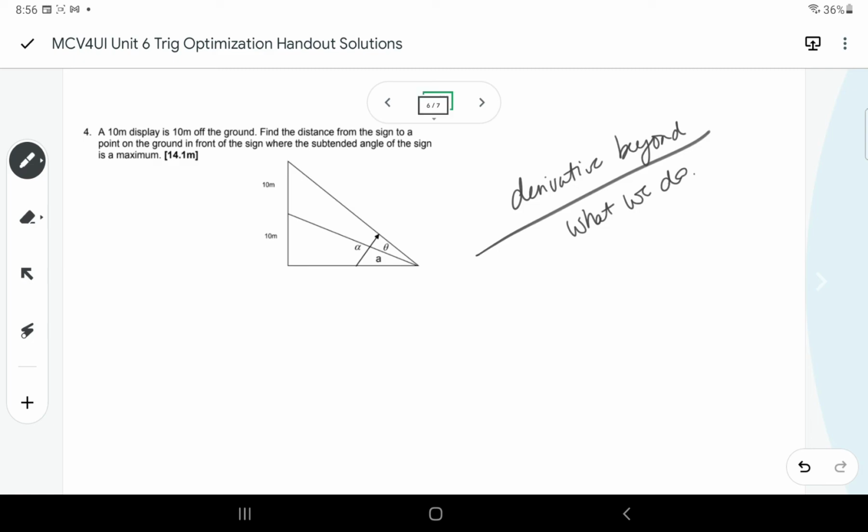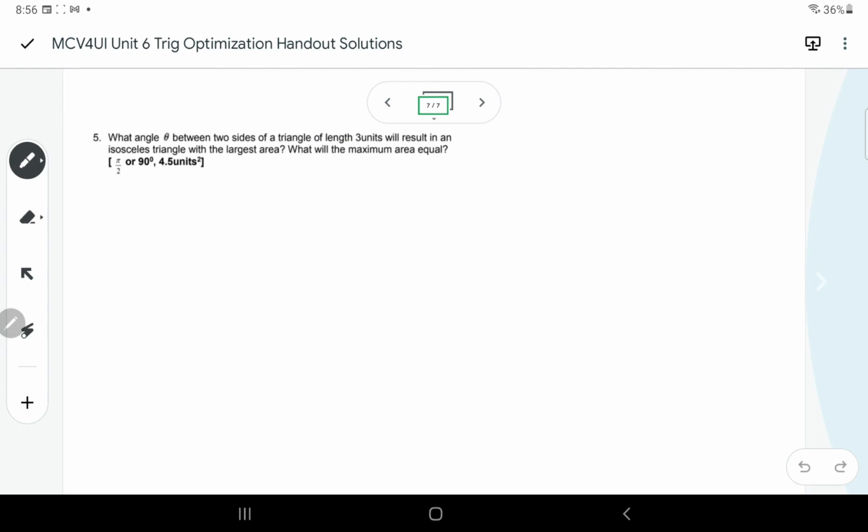Okay, the next one though, for sure, is a really good question. So what angle theta between two sides of a triangle with length 3 units will result in an isosceles triangle with the largest area, and what would that area be? So here we've got a triangle and we have that theta, and this is 3 centimeters or 3 units, it doesn't say centimeters, and that's 3, and we want to find a maximum area.